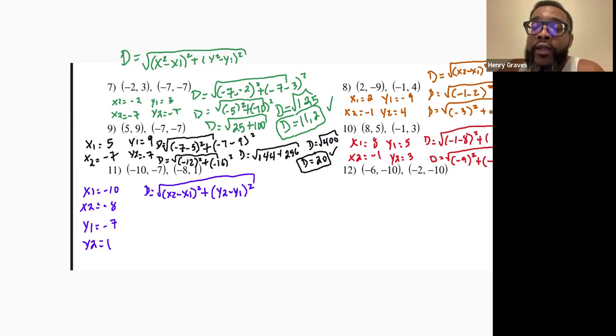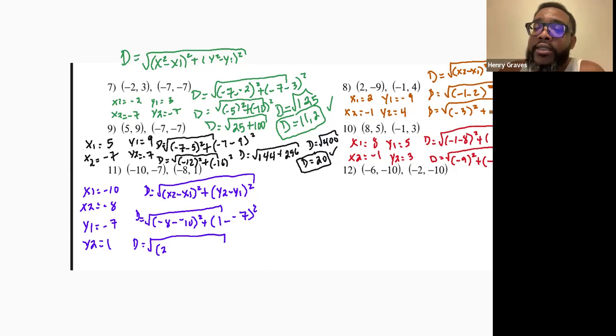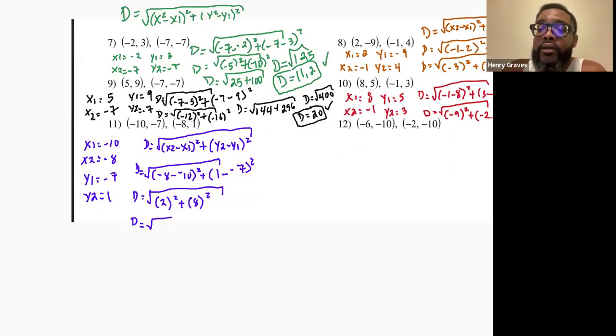So d is equal to the square root of negative 8 minus negative 10 squared plus 1 minus negative 7 squared. So my distance is going to be the square root of 2 squared plus 8 squared. So my distance is going to be 4 plus 64, which is 68.